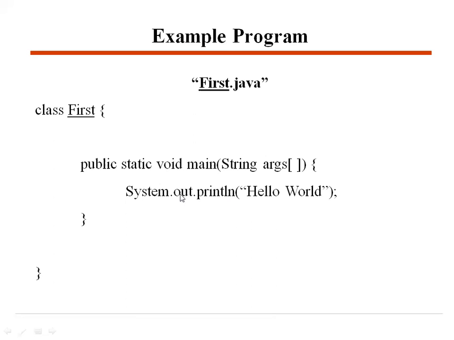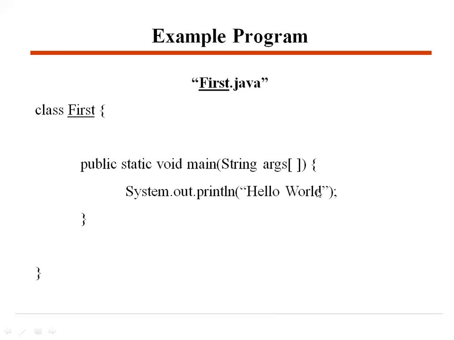For the time being, just remember System.out.println, and whatever we want to print must be given within the parentheses in double quotes. You pass the string in double quotes within the parentheses and end this statement with a semicolon. Java follows C syntax. Please remember, Java follows C syntax. In C, every executable statement ends with a semicolon. Similarly here, System.out.println ends with a semicolon.